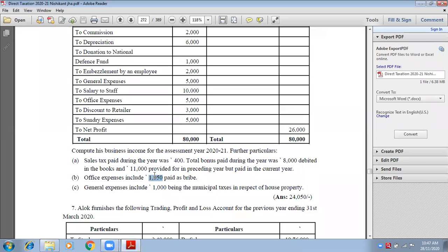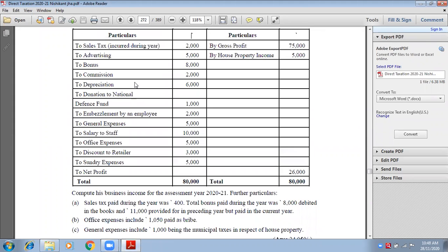So bribe is 1,050. Tell me, is bribe a legal expense? It is illegal activity, no? If you pay any amount of bribe, is it your business expense? No, ma'am. Therefore, it is to be disallowed. Bribe is never a legal business expense. You cannot show it, and you have included it in the office expense. So in this amount, it is included.